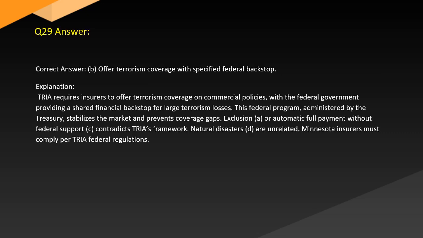Answer. Correct answer: B. Offer terrorism coverage with specified federal backstop. Explanation. TRIA requires insurers to offer terrorism coverage on commercial policies, with the federal government providing a shared financial backstop for large terrorism losses. This federal program, administered by the Treasury, stabilizes the market and prevents coverage gaps.